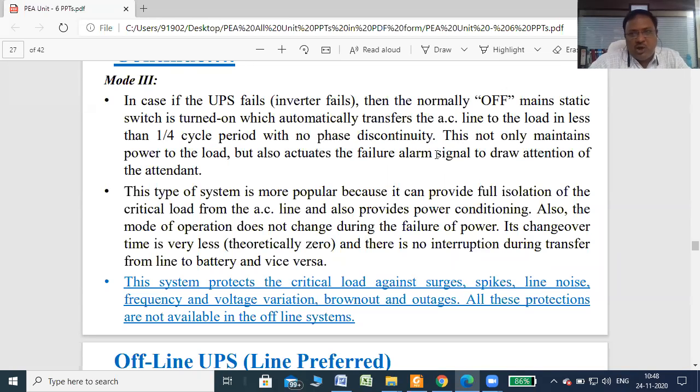1/4 cycle period means what? How much time actually is called 1/4 cycle period? So anyone who is present for the lecture can give the answer. 1/4 cycle period, it means how much time? And this is most important actually, the switching time. Switching time means when the UPS fails, the main switch turns on, and when mains fail, then the UPS switches on. But whatever the time to turn on the switches, that time is given in terms of 1/4 cycle period. It means how much time?